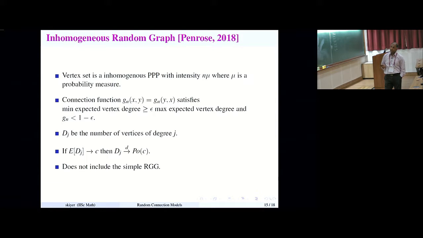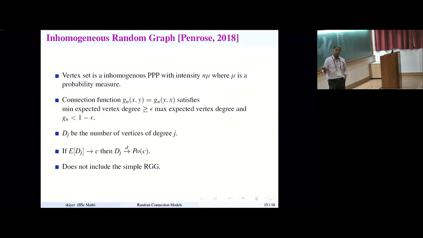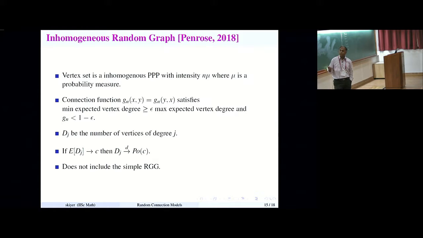So in the random geometric graph case, because the connection function is 1 on a certain ball, right, we have a very specific form for the connection function. It's a very simple form. One can actually use it to push the calculation through. But for a general connection function, this is the major problem in the computation.